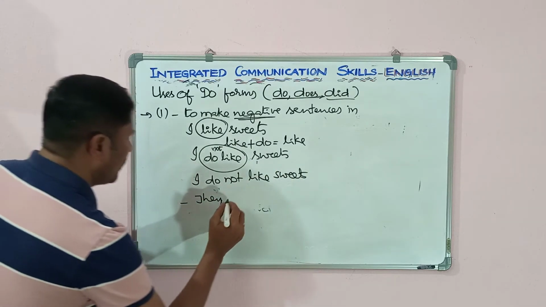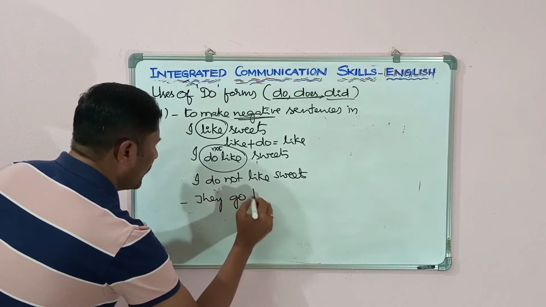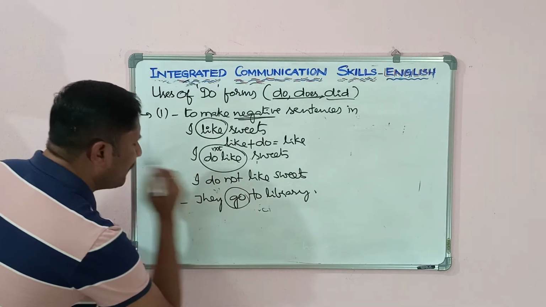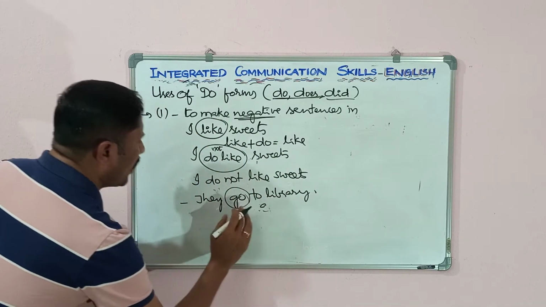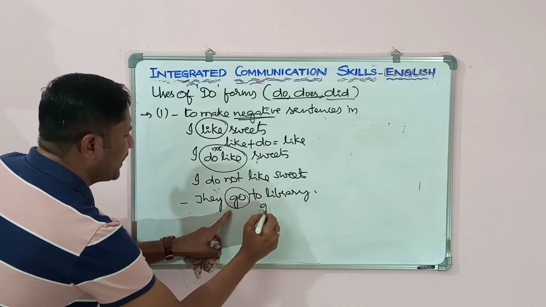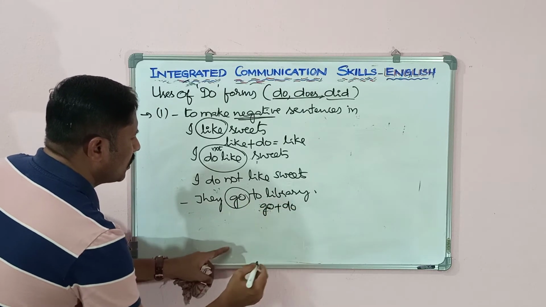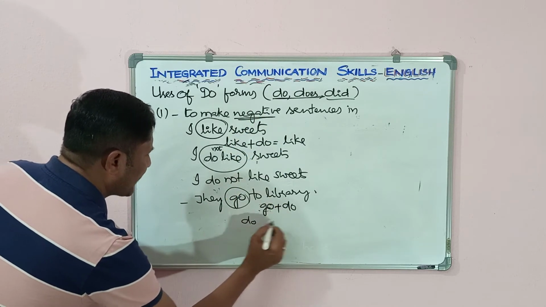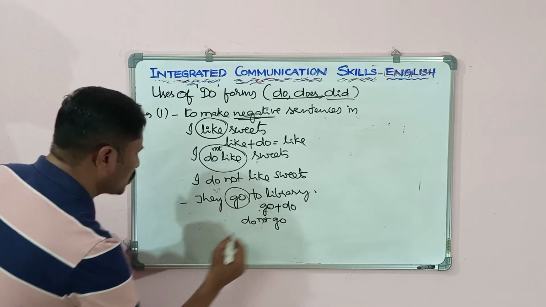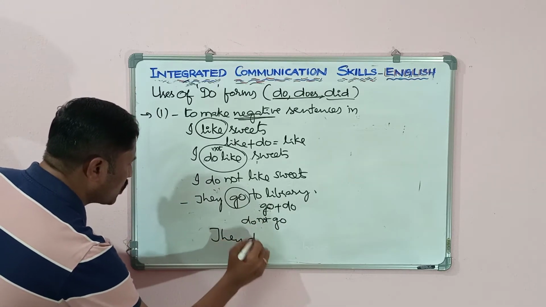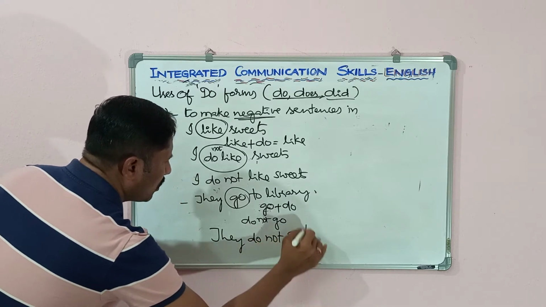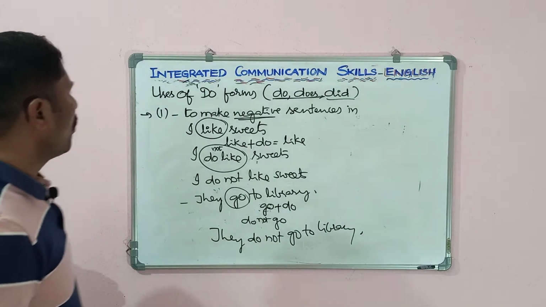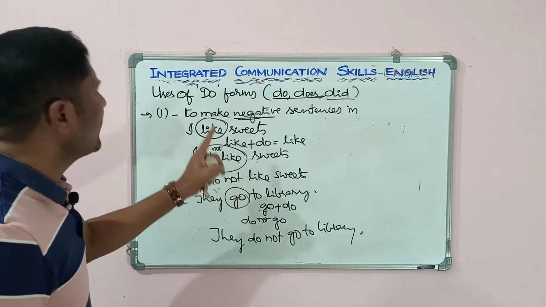They go to library. They go to library. So here, what is the base verb? Go. Go is in the simple present tense. So it is nothing but go plus do. While framing a negative sentence, we should use do and go, and between these two we should add not. So they do not go to library. They do not go to library. This is how we can make negative sentences in the simple present tense.